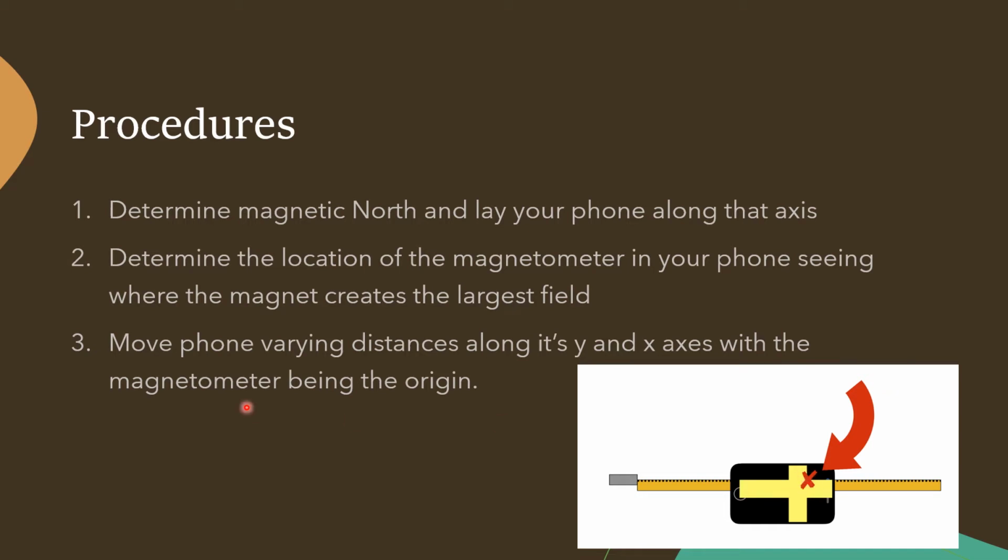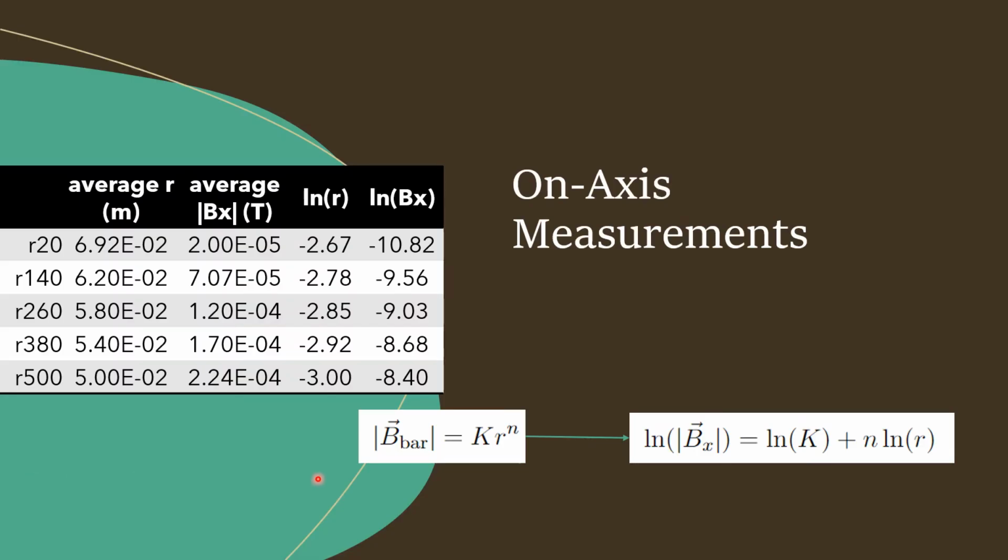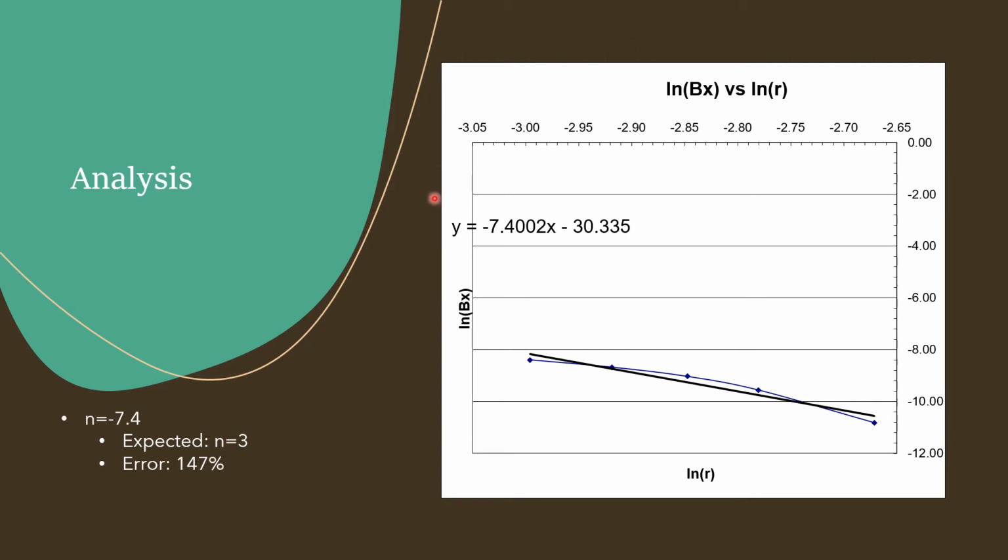And then you moved your phone varying distances away, or the magnet varying distances away, to see how the magnetic field deteriorated or became smaller, and at what lengths those were. So here's some of the data that we got from it. We got the average magnetic field at this average distance. And so we use a combination of both these two mathematical equations to analyze it into this graph.